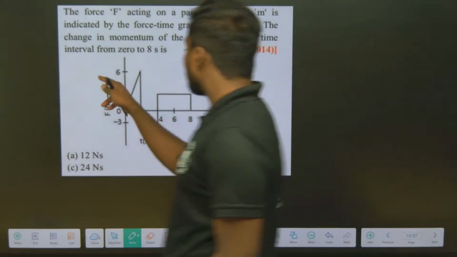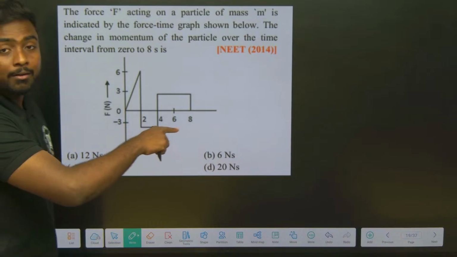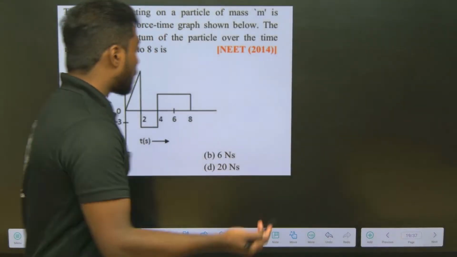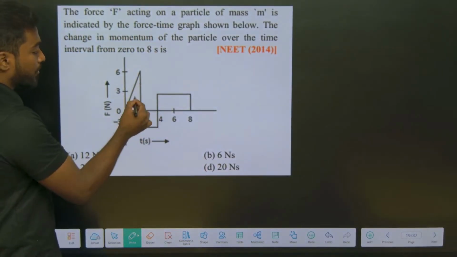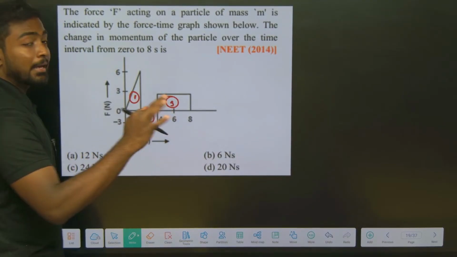That's it now, like force and time graph is given. So what should I do when graph is given? Find the area of the graph, that's it. So what is the area of the graph in a sense? First take this diagram, diagram number 1, 2, 3. So 3 parts are there.